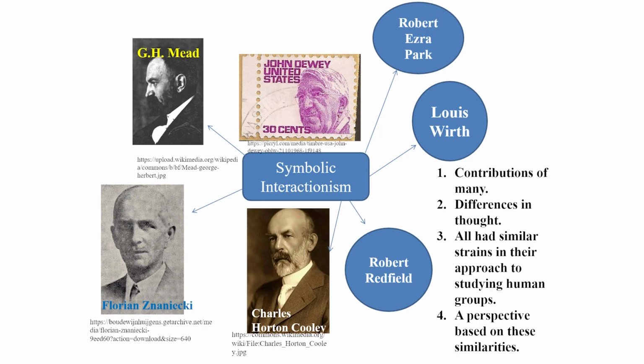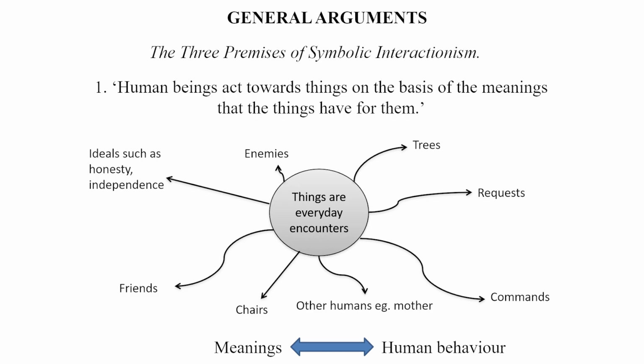The first thing to discuss under the general arguments of symbolic interactionism, therefore, are the three basic premises on the nature of symbolic interactionism, and this has been pointed out by Herbert Blumer. So we begin. The first is, and I quote Blumer, human beings act towards things on the basis of the meanings that things have for them.